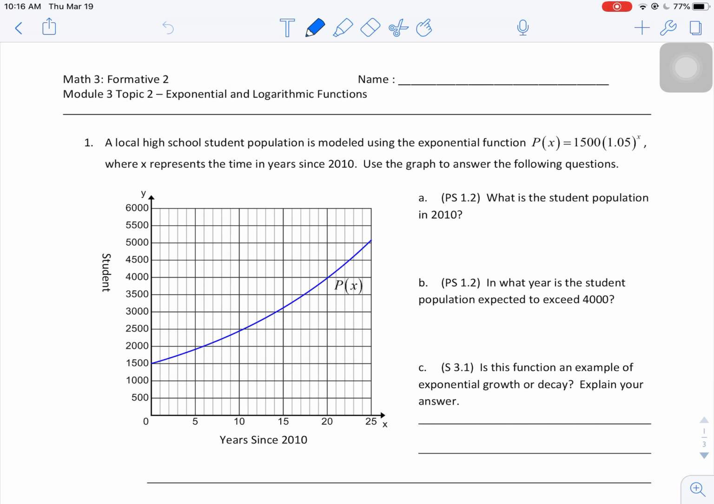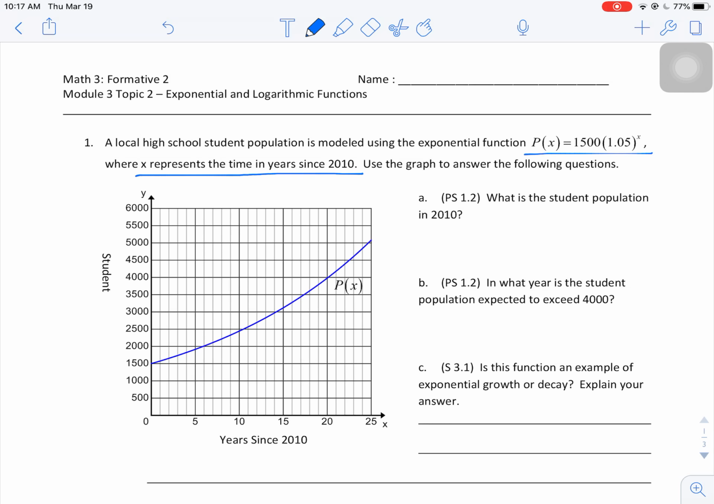A local high school student population is modeled using the exponential function p of x equals 1500 times 1.05 to the x, where x represents the time in years since 2010. Use the graph to answer the following questions. A. What is the student population in 2010?